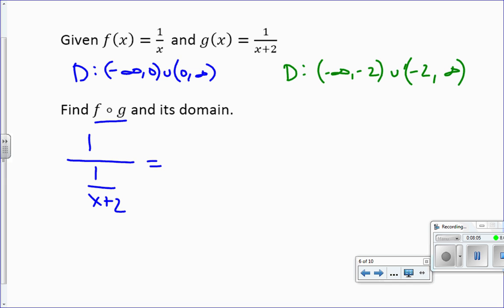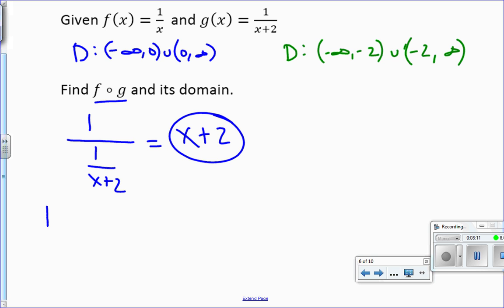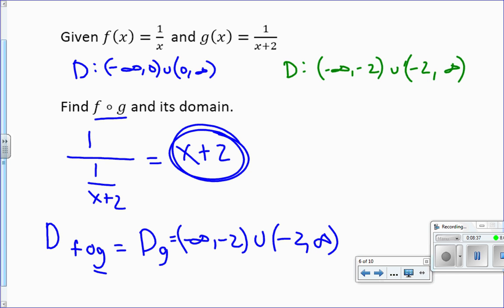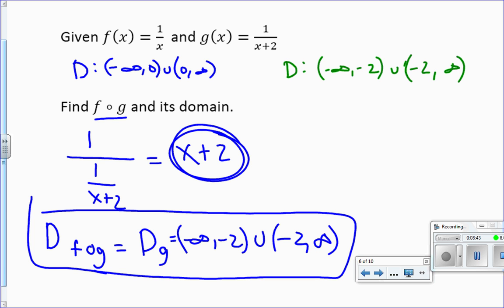Multiplying by the reciprocal gives me x plus 2. So once again, an example where we see that the domain of the composition is equal to the domain of g. We always take that input function, which we said was all real numbers but negative 2. That equals negative infinity to negative 2 union negative 2 to infinity. And let's intersect that with the domain of the function we just found, which is all real numbers. So it turns out the domain of the composition is all real numbers but negative 2, even though our composition looks like it has all real numbers.